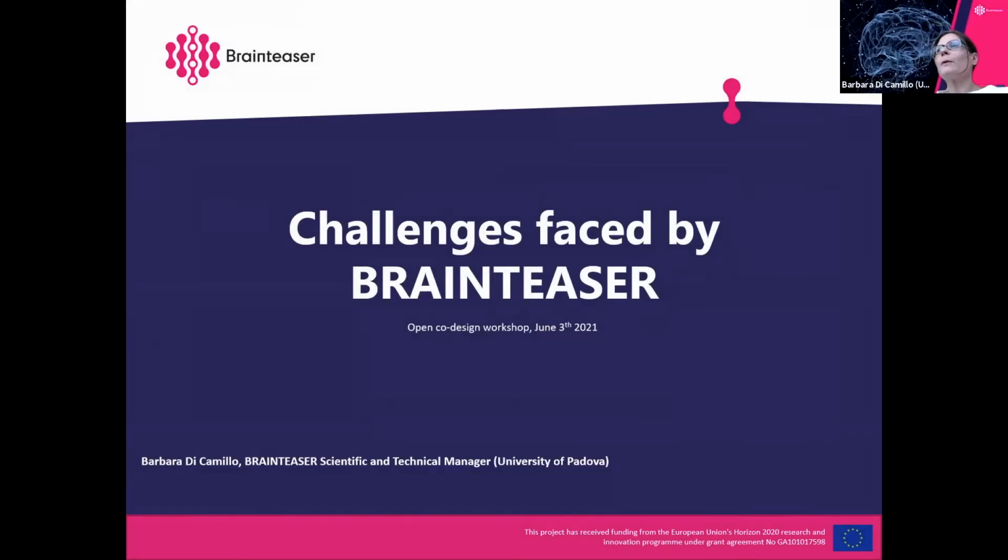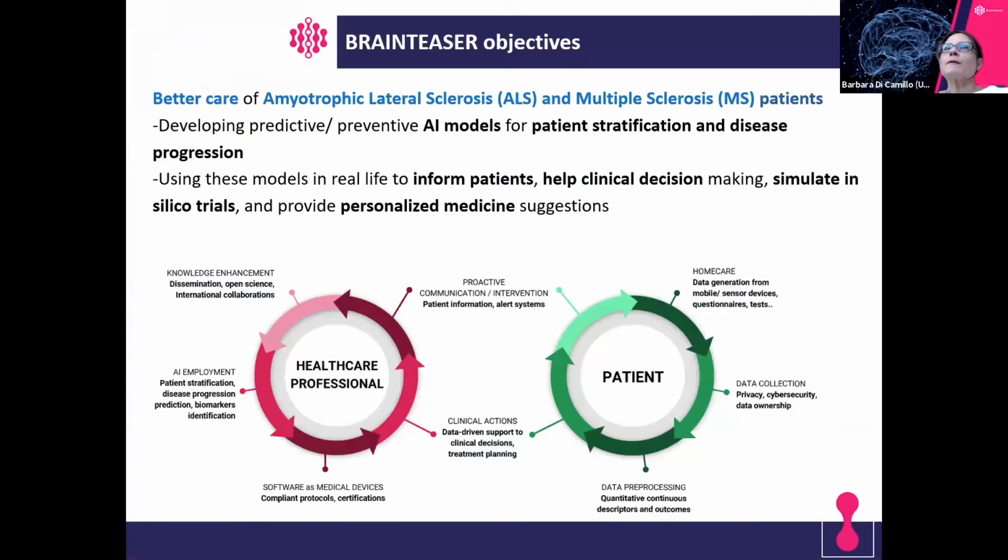And I'm going to talk about the challenges faced by the BRAINTEASER project. Well, as Professor Cabrera already introduced, the objective of BRAINTEASER is to pursue better care for amyotrophic lateral sclerosis and multiple sclerosis patients. And this is based on two main objectives. The first, developing predictive AI models for patient stratification and disease progression. And the second is to introduce the use of AI models in real life.